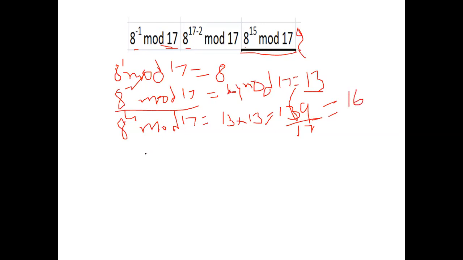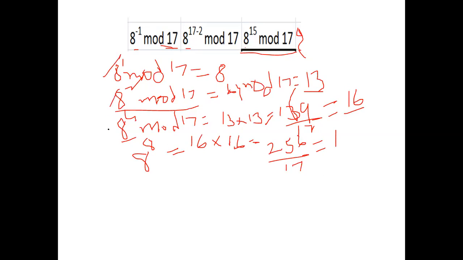Now calculate 8 power 8. This is the square of this 8 power 4, that's why this 16 into 16 is equal to 256. 256 modulo 17. So 17 15s are 255. So 256 minus 255 is equal to 1. So we have the 8 power 1 value, 8 square value, 8 power 4 value, 8 power 8 value.